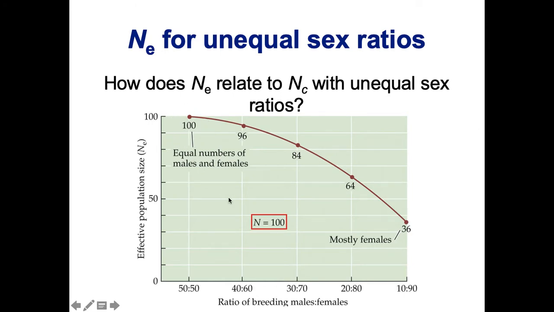So 100, 100. If we drop the ratio down to 40 males breeding with 60 females, the effective population size goes down to 96. The actual population size, as I said, for all of these is still 100. And you can see as we increase the skew, so make the sex ratio less equal, the effective population size goes down, even though there are still 100 individuals, the actual population size. It's only 36 effective population size if you get down to this 10 males to 90 females. And so the sex ratio becomes very, very important when we're talking about effective population size.